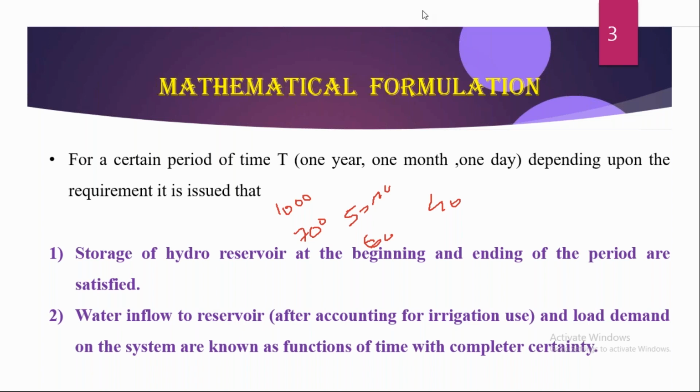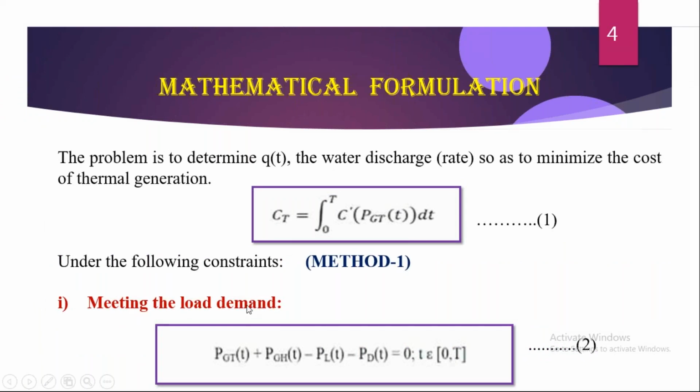So now two constraints are over. Now we'll see the next one. Right. After these two constraints, we are going to derive the mathematical formulation in two methods. So you can write any one of the methods among these two, right?